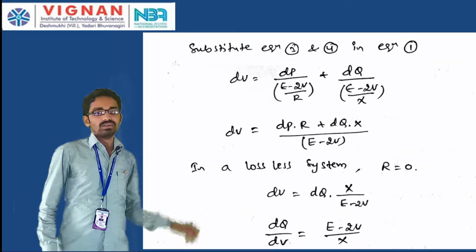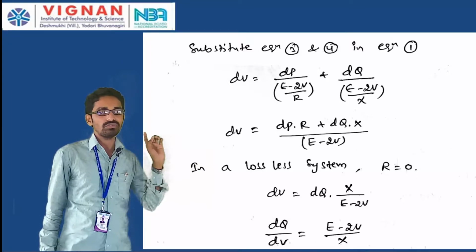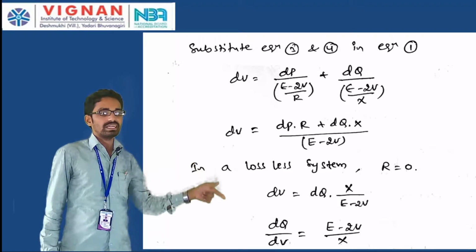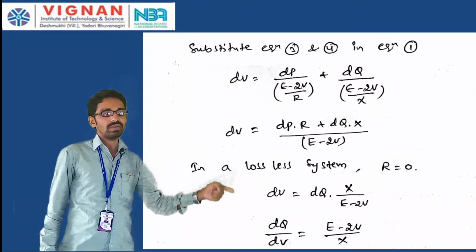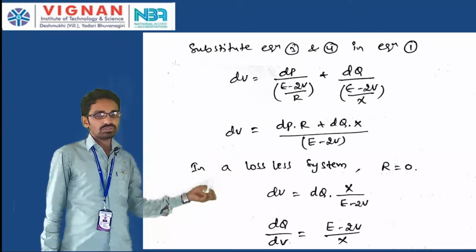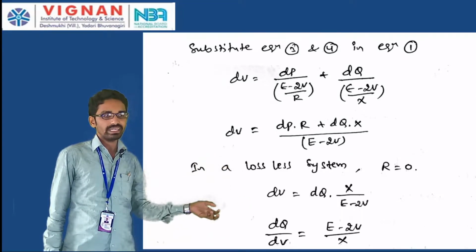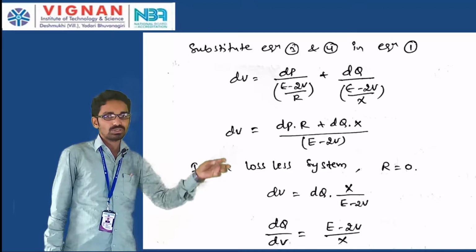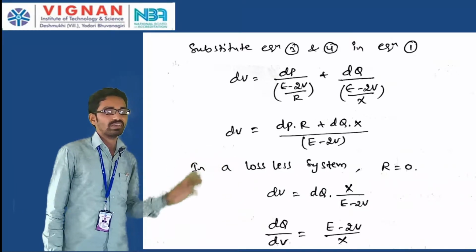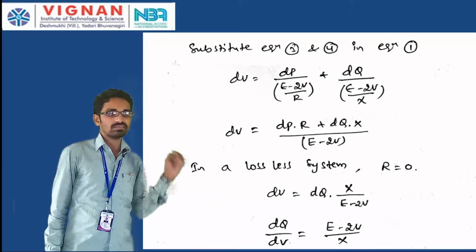That means, in the dV equation, substitute R = 0 in the above equation. Then we get dV = dQ into X by (E - 2V). Taking dQ and dV to the other side, and bringing the X by (E - 2V) term to the left-hand side, we get dQ by dV = (E - 2V) by X.